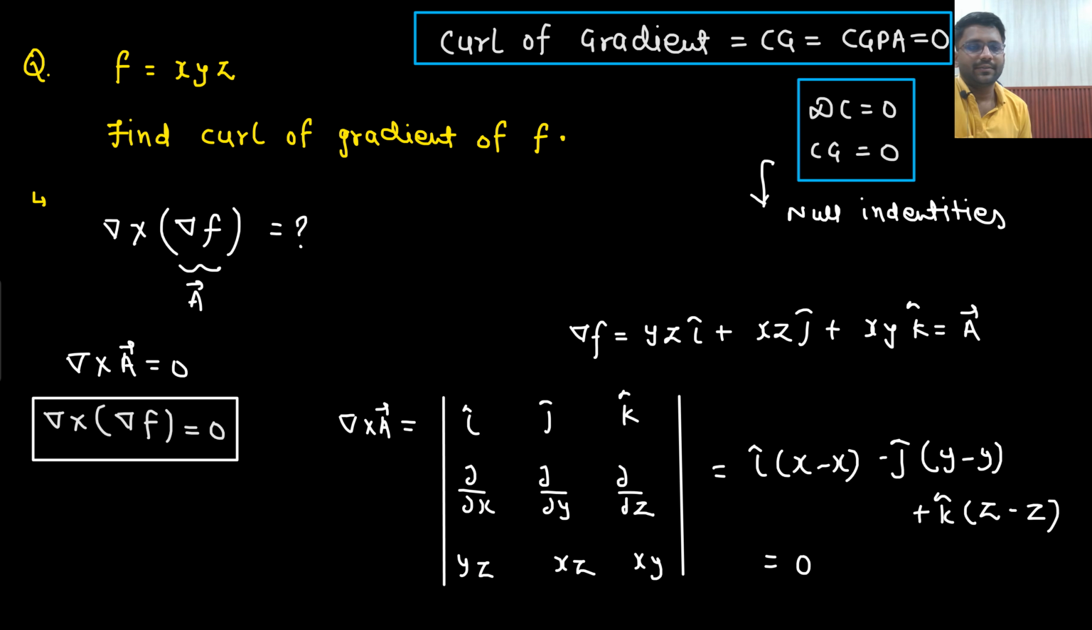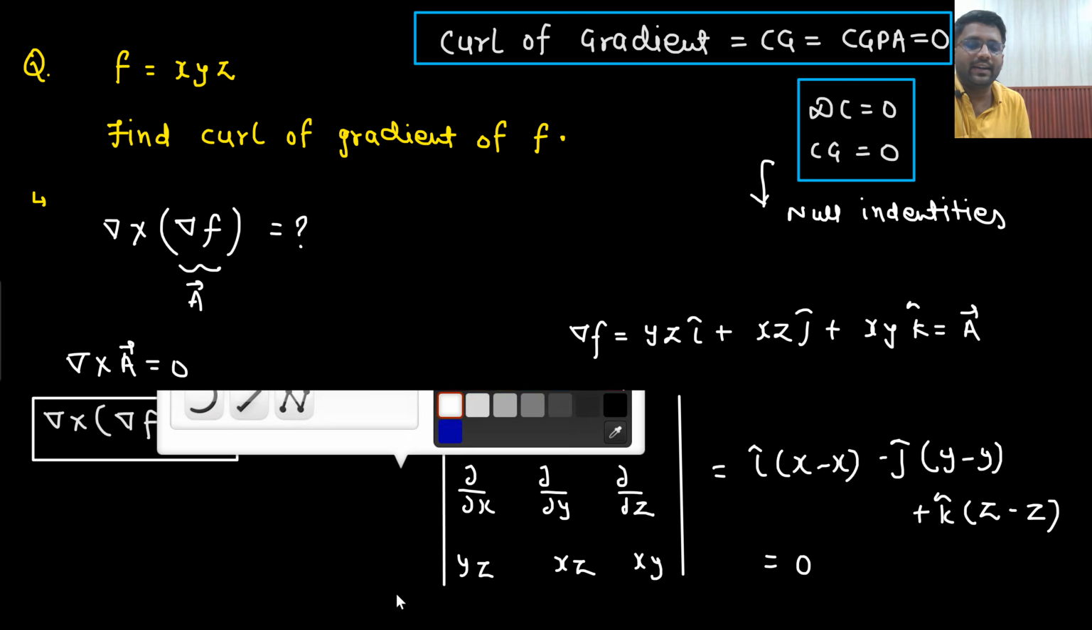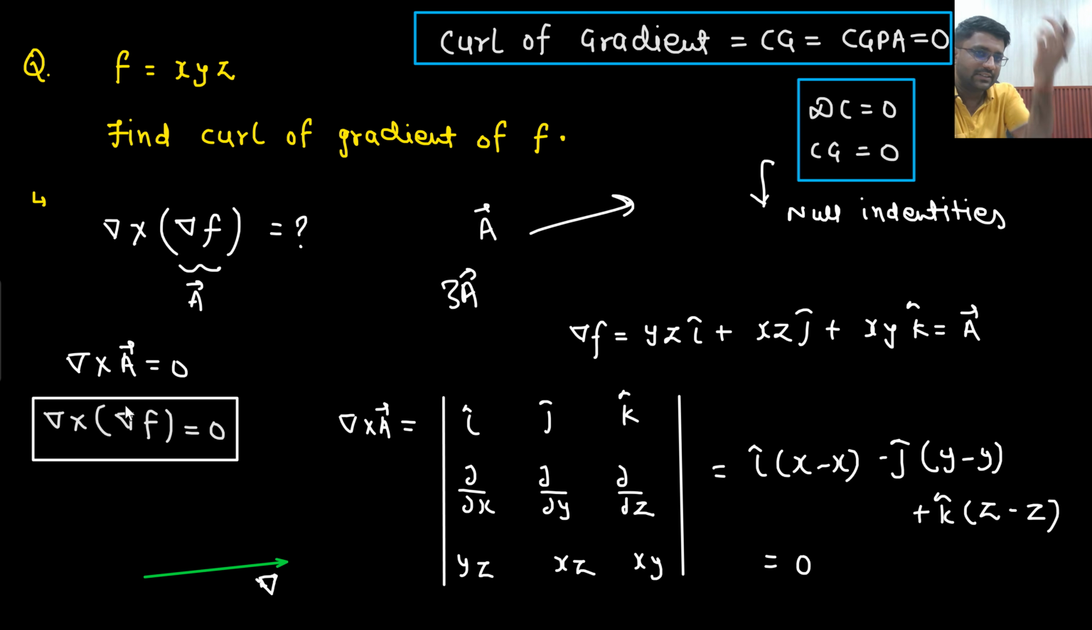Another way of checking it. What will be the direction of del f if I treat it as a vector quantity? Del is actually an operator, sir, but let's treat it as a vector quantity only. So what will be the direction of del f? Let's say the direction of vector A is this. What will be the direction of 3A vector? It is the same, no? f is just a scalar quantity.